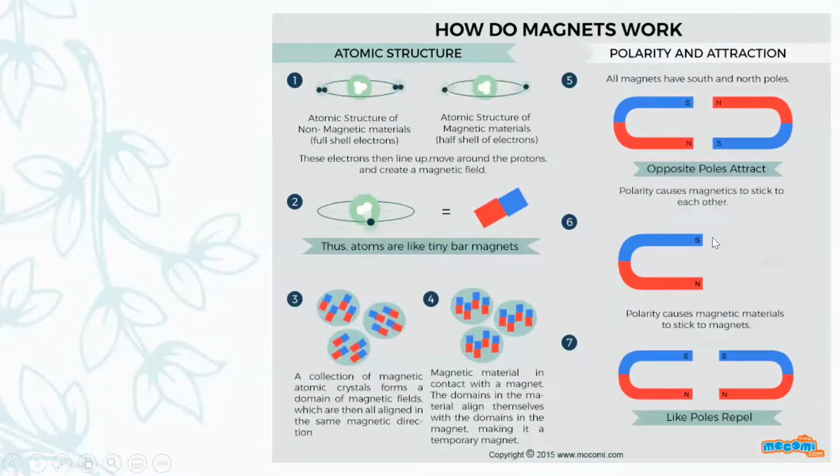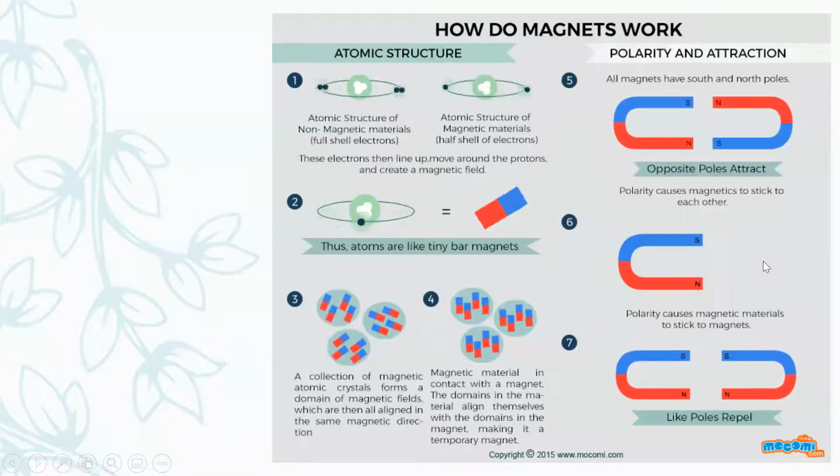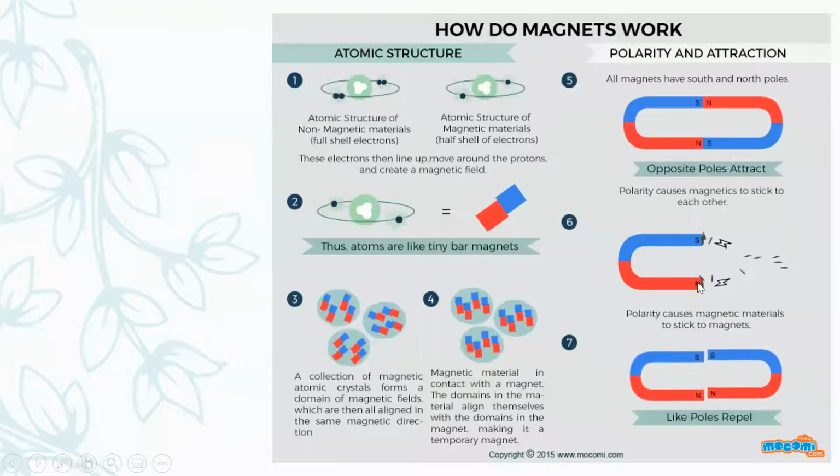Now come towards the sixth figure. This is the figure showing that polarity causes magnetic material to stick to magnets. You can see here these are the magnetic materials. These are the magnetic particles and these particles are stuck to the two poles of the magnet.